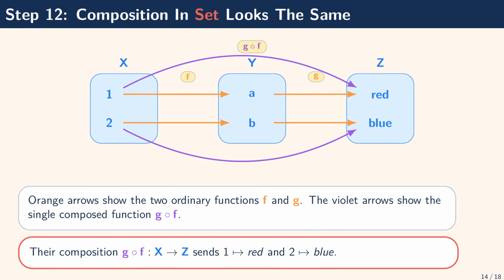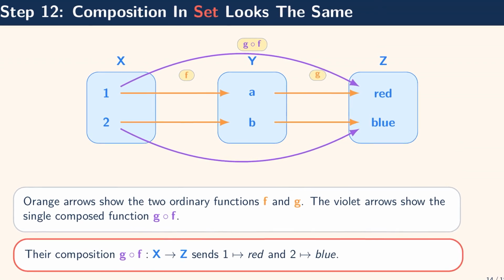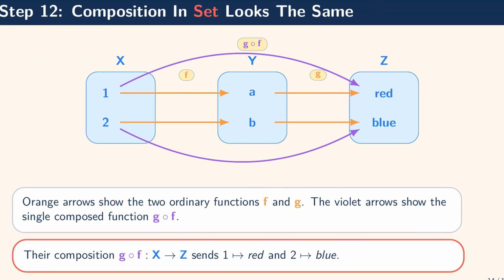Composition in Set looks exactly like the abstract picture. Here, F sends elements from X to Y, and G sends elements from Y to Z. The violet arrow shows the single composed function G after F from X to Z. In this example, 1 maps to red and 2 maps to blue.